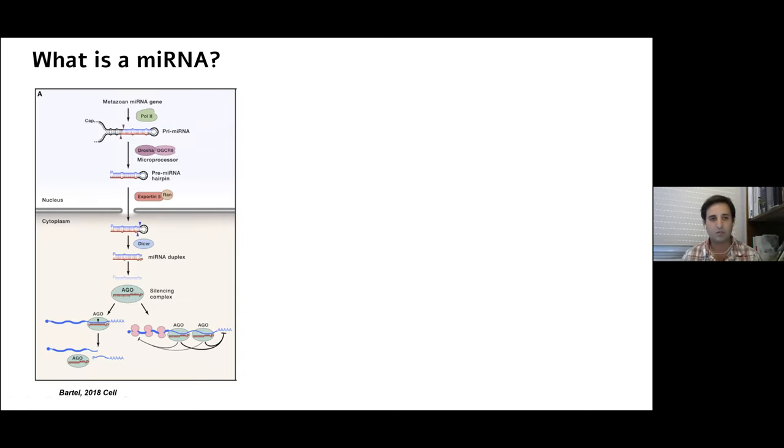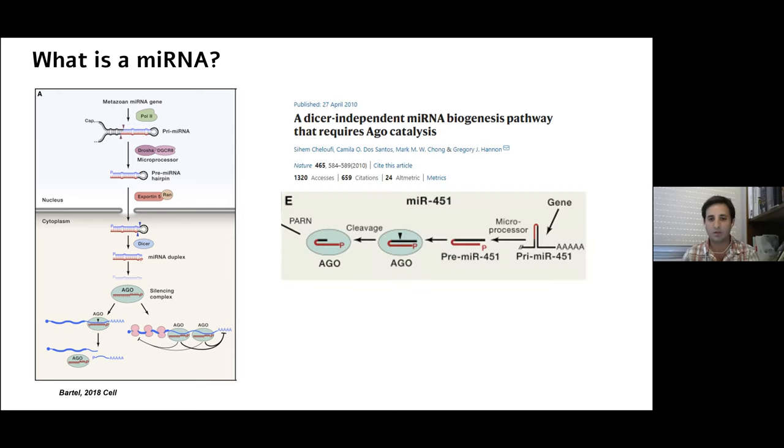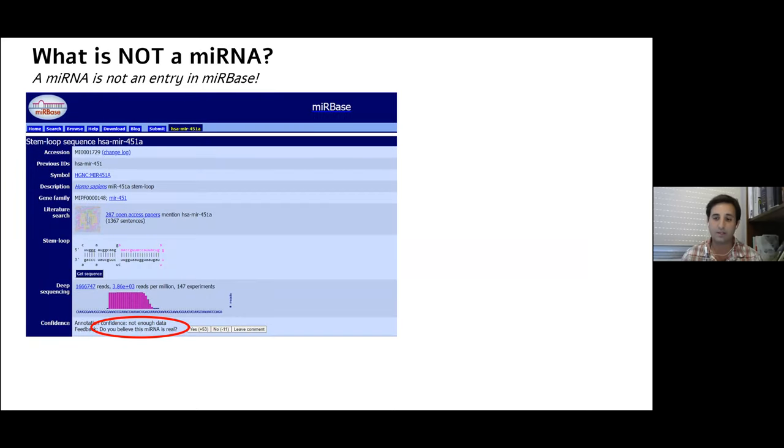But biology is full of exceptions. For instance, miR-451, which is a central regulator of erythropoiesis in red blood cells, is not processed by Dicer at all, yet it is a bona fide microRNA in any other sense. It's easier to say what is not a microRNA. It's certainly not an entry in miRBase. miRBase should contain the sequences of true microRNAs and not the other way around. And we sometimes forget about this.